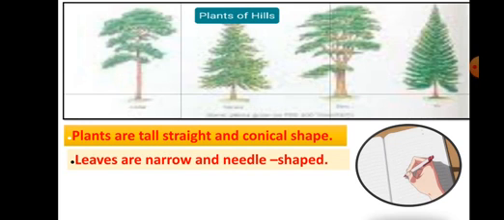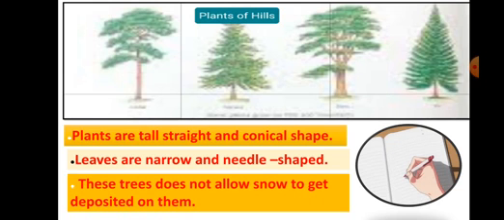Okay, now note down all these characteristic features. Plants are tall, straight and conical in shape. These are the main important points of hilly plants, those that live on hills. Tall, straight and conical shape is important. And the next point, leaves are narrow and needle shaped. Which type of leaves? Needle and narrow shape.